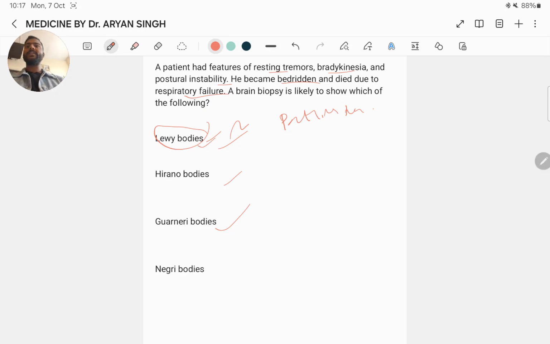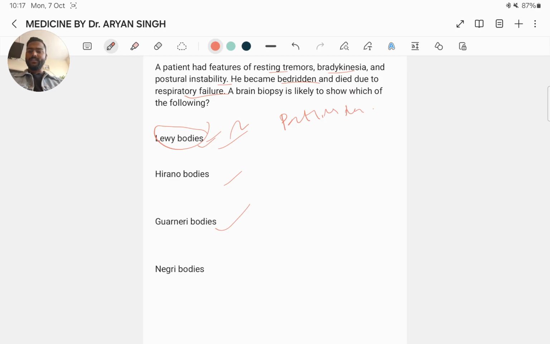Lewy body is an eosinophilic cytoplasmic inclusion that contains both neurofilament and alpha-synuclein. What is the hallmark feature of Parkinson disease? Degeneration of dopaminergic neurons of the substantia nigra pars compacta, reduced striatal dopamine, and intraneuronal proteinaceous inclusions, also known as Lewy bodies and Lewy neurites.